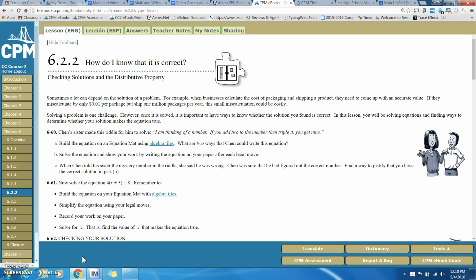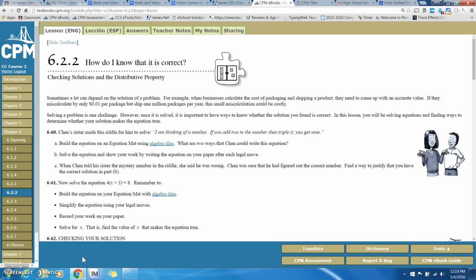Okay, guys, this is chapter 6, section 2, lesson 2. So, how do I know it's correct? Now we've moved over onto the mat with the equal sign. So we're doing equations. If you notice here, it says checking solutions and distributive property. We talked about distributive property earlier, and we're bringing it back to you guys, so a little more practice, to get some more mastery of it.